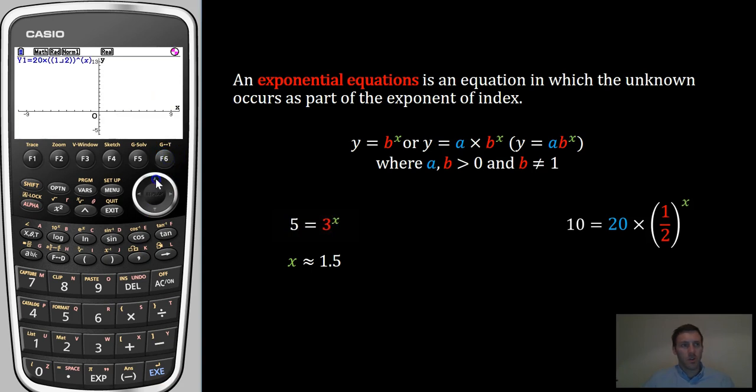I can use the arrows to scroll up to ensure that I can see both graphs on the screen. Again, we'll press F5 for gsolve and press F5 again for intersect. And this will give us the solution. This tells us the graph intersects where x equals 1 and y equals 10. Therefore, the solution to the equation 10 equals 20 times 1/2 to the power of x is 1.